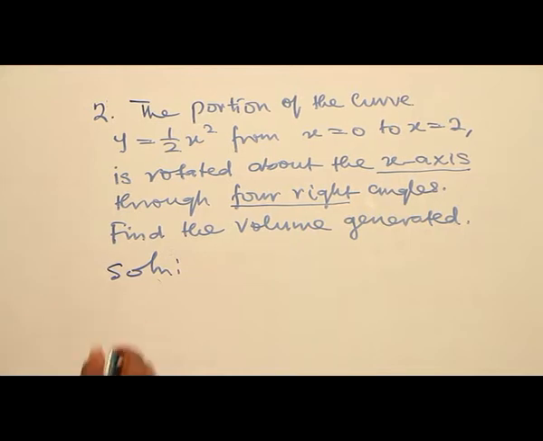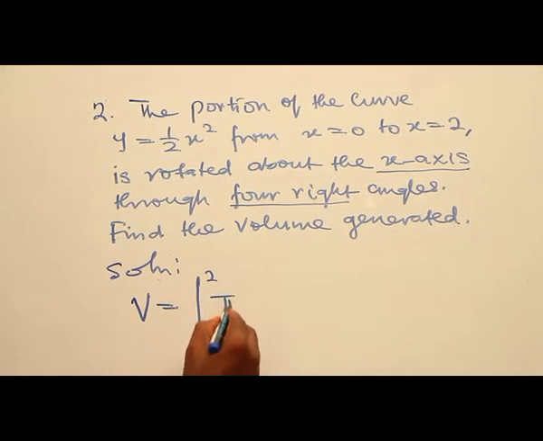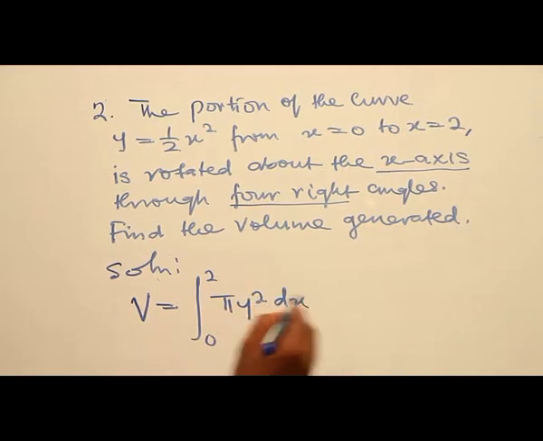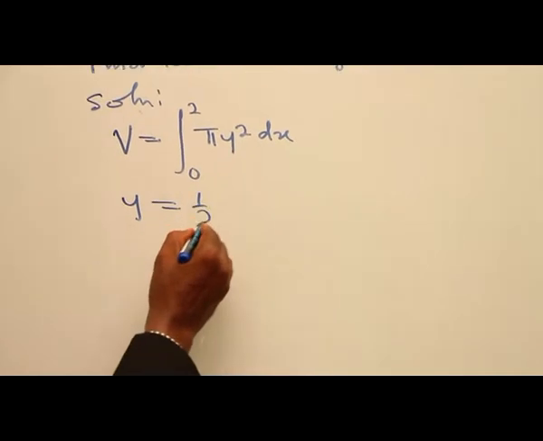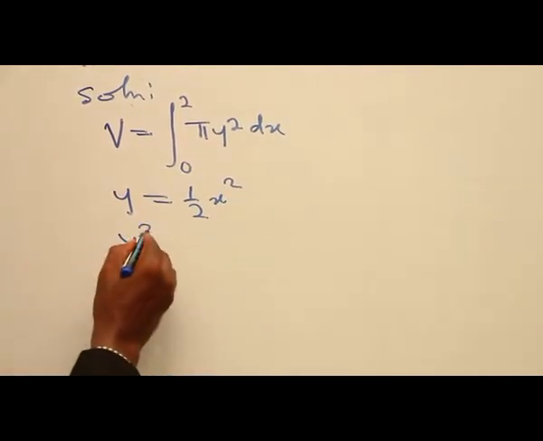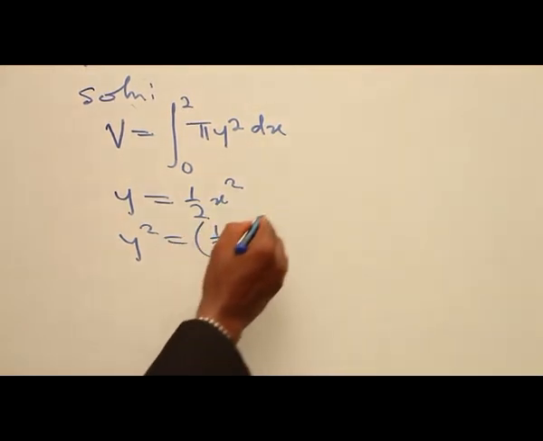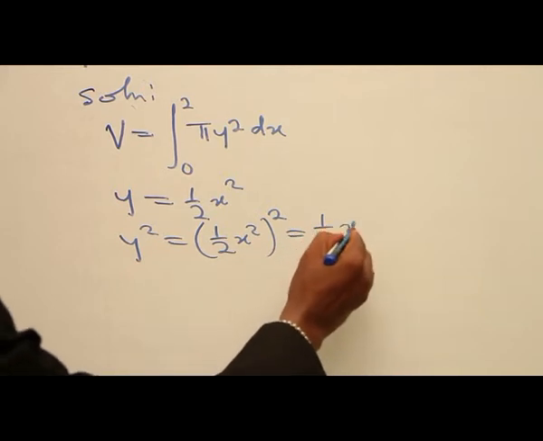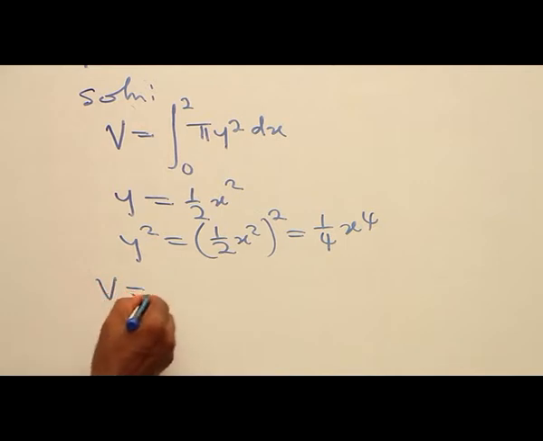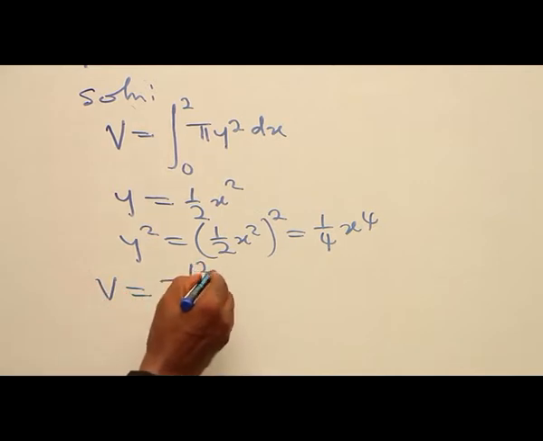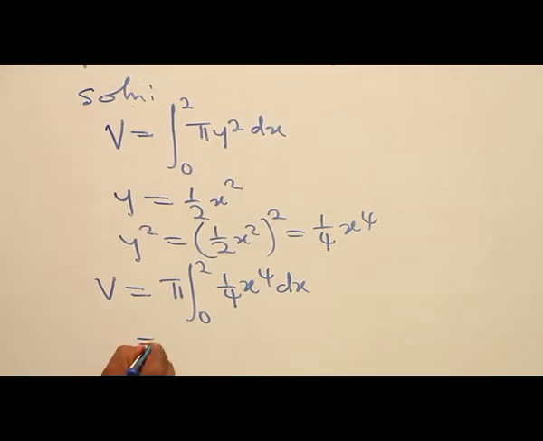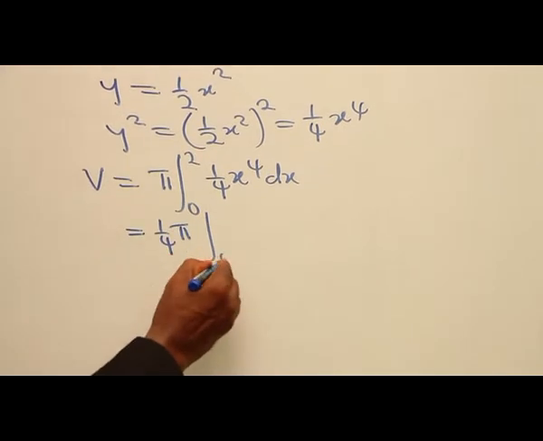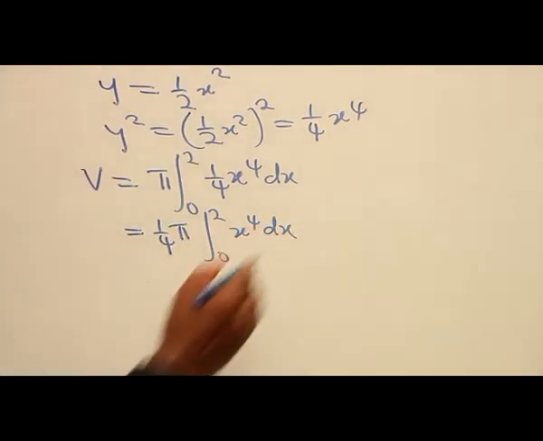So knowing that it's about the x-axis, our volume generated between x equal to 0 and x equal to 2 will be π into y squared and then times dx. Okay, now that we have this, our interest is to find y squared from y equal to half x squared. So y squared will be equal to half x squared all squared, leading you to have 1 over 4 x raised to the power 4. Therefore, the volume will be equal to taking π out and taking your 0 to 2, your y squared now is 1 over 4 x raised to the power 4 with respect to x. And this can also lead us to have 1 over 4 π and then integrating from 0 to 2 of x raised to the power 4 with respect to x.